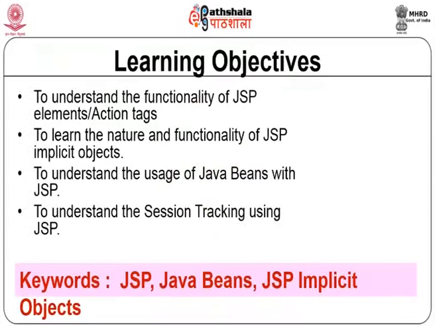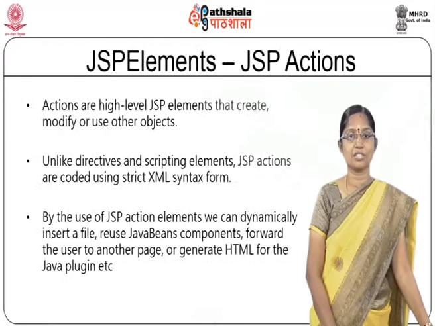Now let us look into the advanced concepts of JSP. These are the learning objectives of the current session. We are going to understand the functionality of JSP elements or action tags. Also we are going to learn about the nature and functionality of JSP implicit objects, the usage of Java beans, that is the creation of Java beans as well as the usage of Java beans along with JSP, and to understand session tracking using JSP. These are the things we are going to see in the current session.